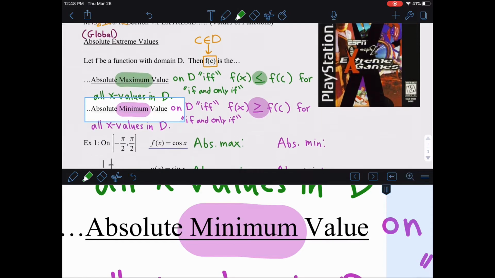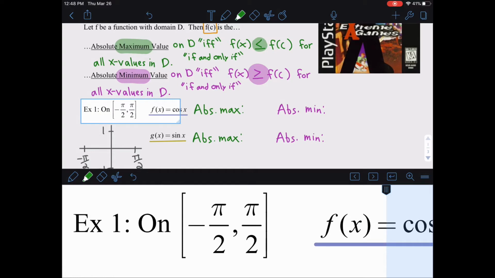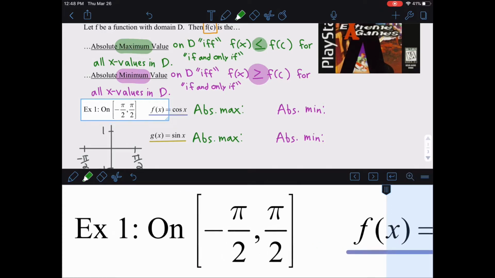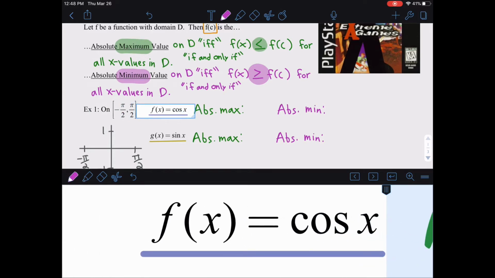Let's take a look at an example. Example 1, we have to start with the domain. Domain is very important in this section. Bracket negative pi over 2 to pi over 2. So some radians here for my domain. And let's look at two functions. Let's first start off with cosine of x.